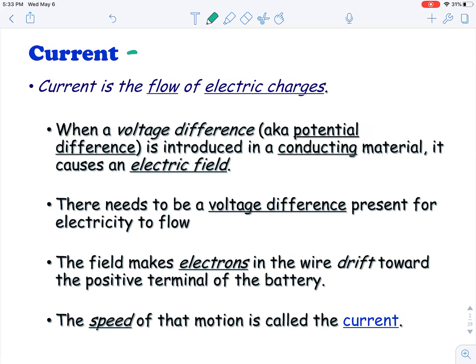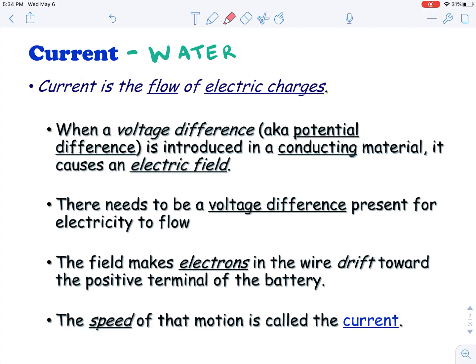When you hear this word current, I don't know about you, but I often think of water. And this is a really good analogy to use whenever you're solving these problems and whenever we get deeper into this. Think of this flow of electric charges as the flow of water. What does water do as it flows through a pipe or a straw or through a river? It's just a really good analogy to use.